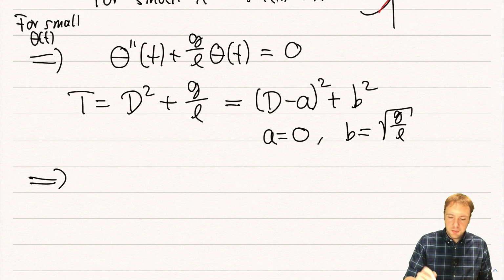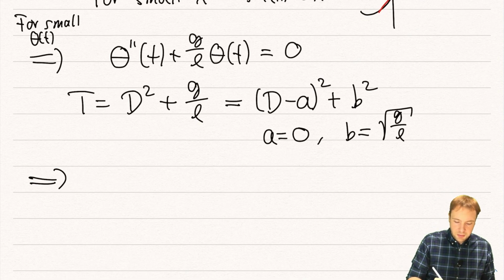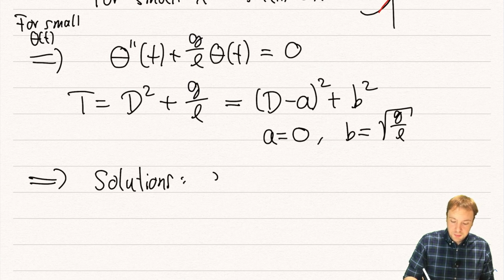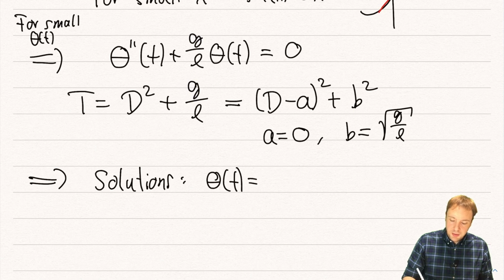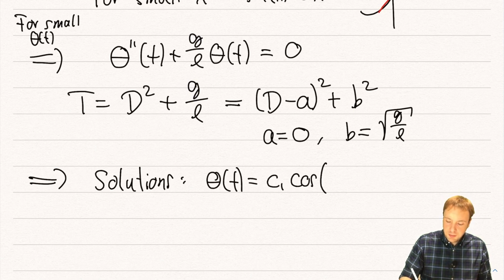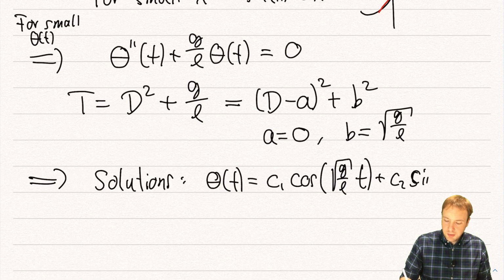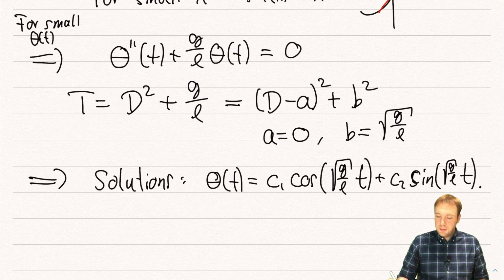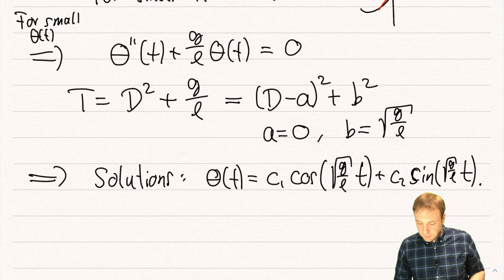Here. So, the solution, or solutions: this theta of t is, I can choose some number c1, cosine of square root of g over L, t, plus c2, sine of square root of g over L, t.